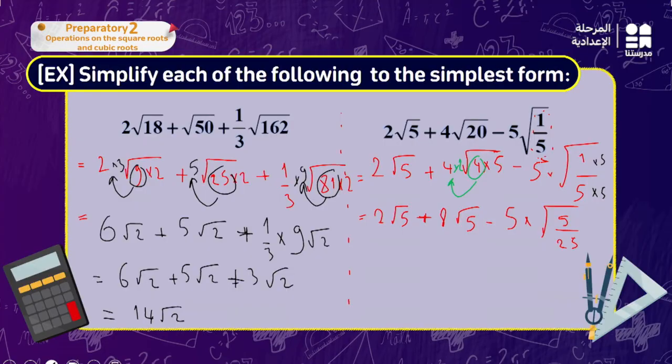Okay. So this is 2 root 5 plus 8 root 5. It will be 10 square root of 5 minus 5 multiplied by.